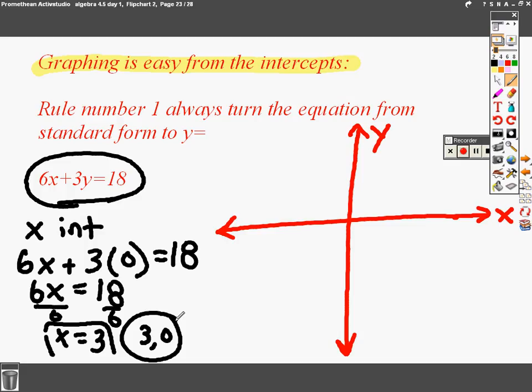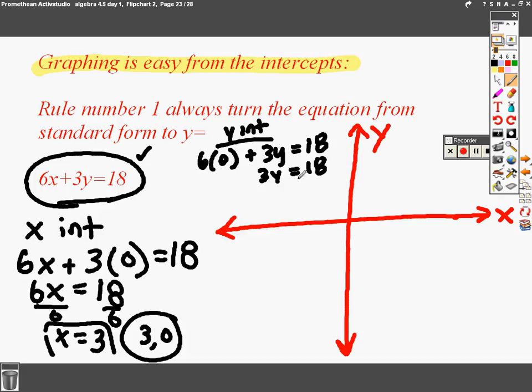Now let's do the y-intercept. The y-intercept would be when x is 0. So 6 times 0, use the same equation, plus 3y is equal to 18. That'd be 3y equals 18, which means I divide by 3 on both sides, and I get y equals 6. So the y-intercept would be 0, 6, because x is 0, y is 6.